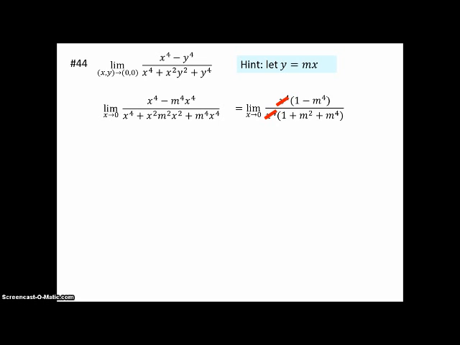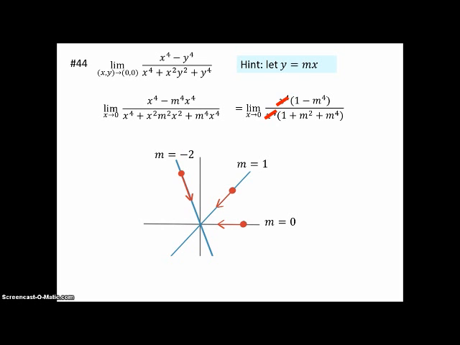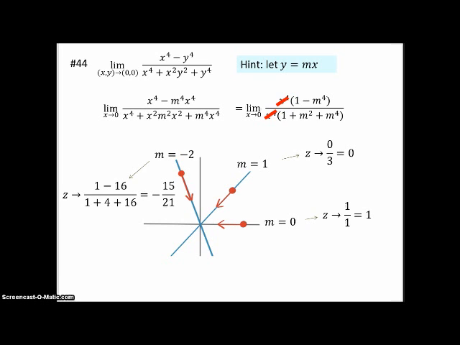So what we're going to do is just look at 3 possibilities. I just picked 3 values for m more or less at random, and let's see what happens. So if m is 1, then z is going to approach 1 minus 1 to the 4th over 1 plus 1 plus 1, which is 0. If m is 0, then z is going to approach 1 minus 0 over 1 plus 0 plus 0, and that's 1. And furthermore, if m is negative 2, then z is going to approach 1 minus negative 2 to the 4th, which is 16, over 1 plus m squared, which is 4, plus m to the 4th, which is 16, and we get this crazy negative 15/21. So depending on the way that y is approaching 0 with respect to x, we're getting different values for the limit. And therefore, the answer to this problem is the limit does not exist.